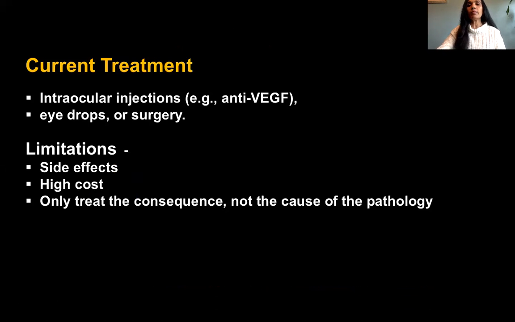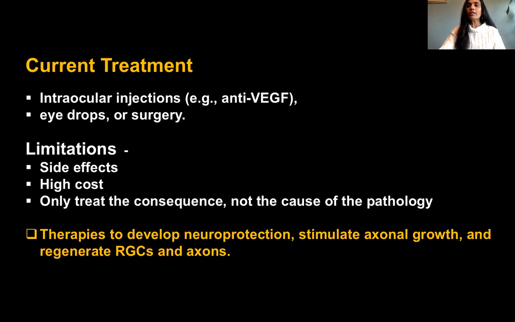The current treatments available so far are intraocular injections, as we know, eye drops or surgery, but they all have their own complications like side effects, high expense, and can only treat the consequences, not the cause of the pathology. So it is very imperative that we develop neuroprotection or therapeutics which can stimulate axonal growth and regenerate axons, RGCs, and so on.